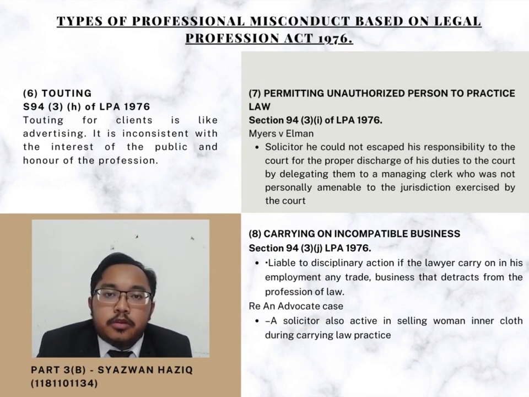So in my part, I'm going to continue with the types of professional misconduct by the solicitor and advocate from where my previous groupmate had left off. Firstly, it's about touting, which is mentioned in Section 94, Section 3H of LPA. Touting for client is like advertising. It is inconsistent with the interest of the public and honour of the profession. The function of a solicitor is to advise or negotiate or argue on behalf of the client, but only if retained. The client may seek him, but he must not seek the client.